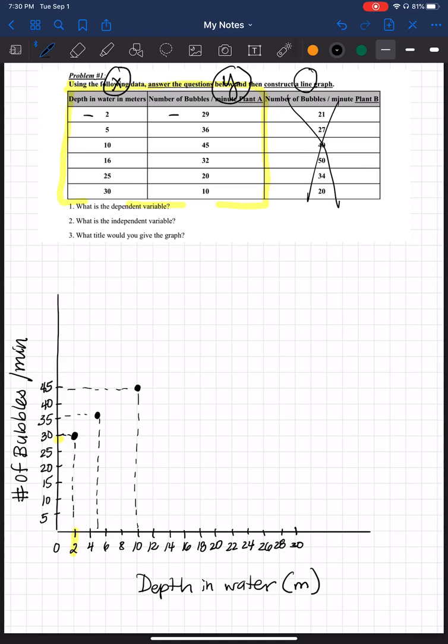Okay, next one is 16, 32. So 16 is right there, 32 is going to be somewhere over here. And we're just estimating, right? As long as it's close, you're fine. 25 and 20. 20 is right here, 25. And then 30 and 10, which is going to be right here. Right, so those are all our data points. There should be 1, 2, 3, 4, 5, 6. You should have 6 data points, which is what we have.